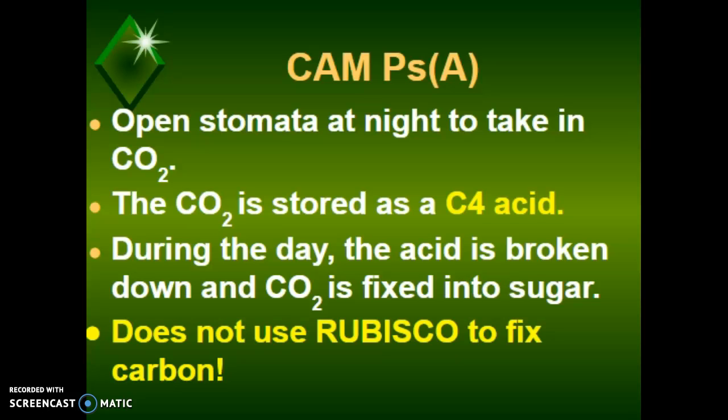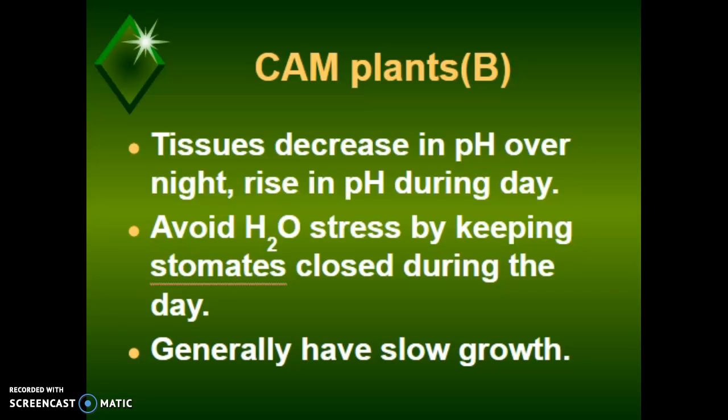So during the day, the acid is going to be gradually broken down and the carbon dioxide is going to be fixed into sugar, and it's going to jumpstart the whole process from that carbon fixation forward. Again, it's not going to use rubisco. It's going to use a different enzyme, much like the C4 plants. So that's the big difference between C3 photosynthesis and the modifications: the enzyme that you're using.